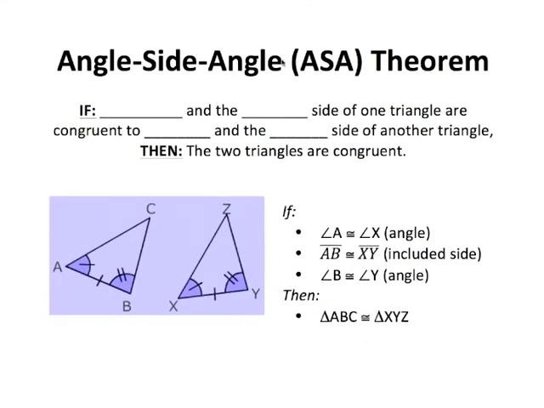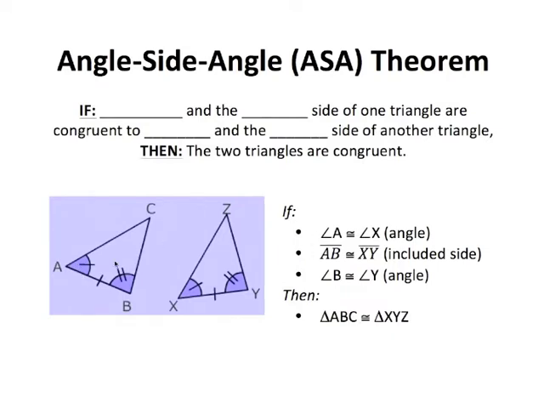Angle-side-angle theorem, or the ASA theorem. This one states that if 2 angles and the included side of one triangle are congruent to the 2 angles and the included side of another triangle, so these are both included, then the 2 triangles are congruent.